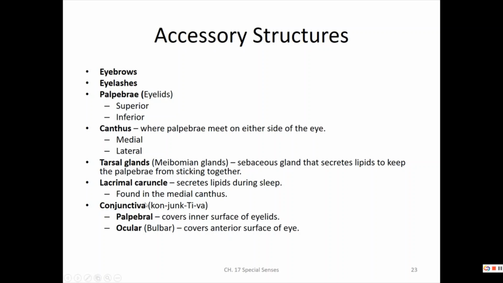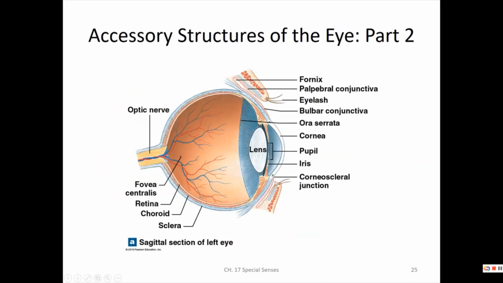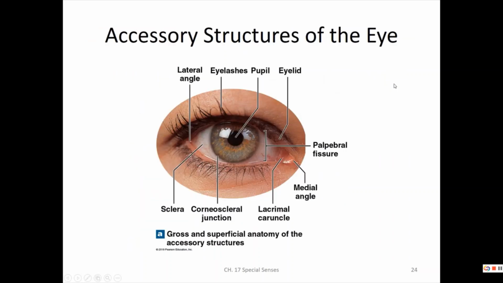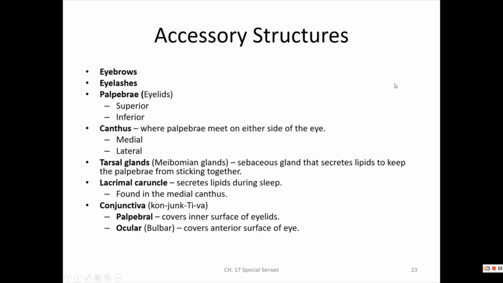And then lastly, the conjunctiva. Now to see the conjunctiva, here we have the bulbar conjunctiva and the palpebral conjunctiva. Palpebral conjunctiva, bulbar conjunctiva, or ocular conjunctiva. Okay. So that should get all of those things complete.